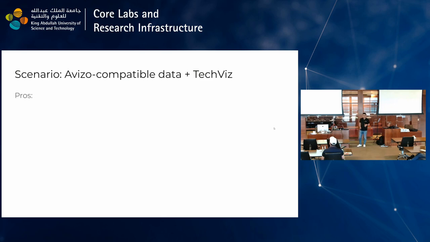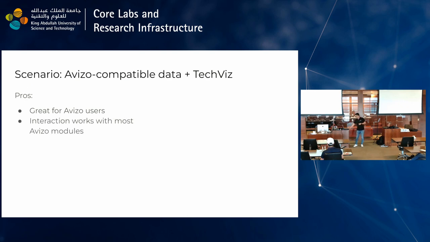So this is the first scenario, right? The advantage: great for Amira users, right? Because it's basically for free. You're already using Amira, just a few clicks, you're in VR. Not only can you see the data, but you can interact with it, right? You've seen how I was moving the ortho slice. If you have probes or if you want to measure distances, you can do that as well. That's amazing.